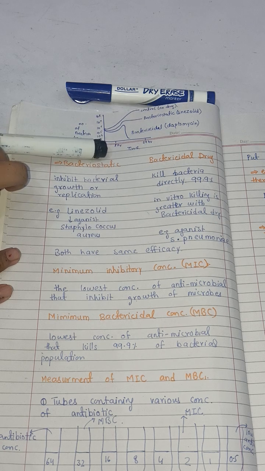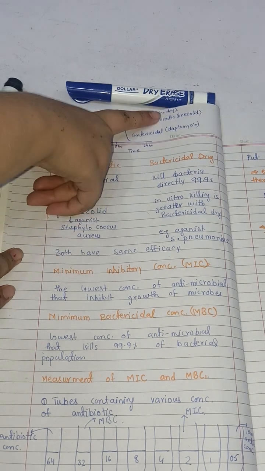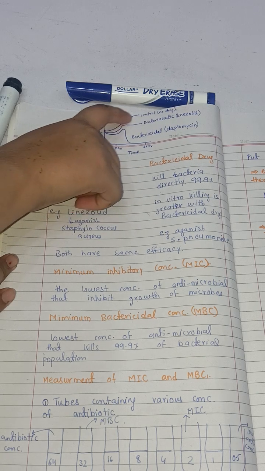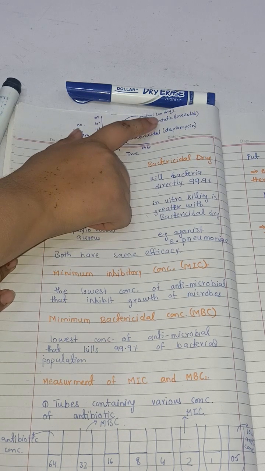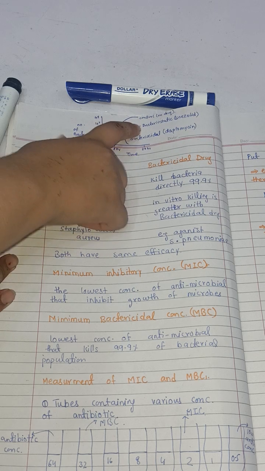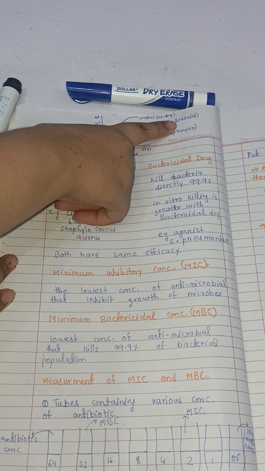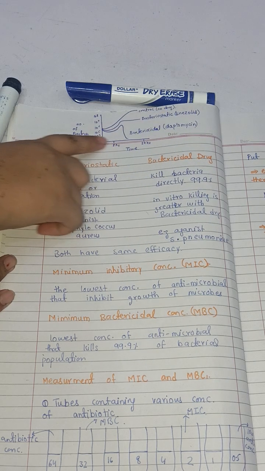Here the time is given, 8 hours or 24 hours. Then we have seen that when we give no drug, the control curve comes here. When we give a bacteriostatic, the growth of bacteria decreases, then it becomes a straight line because it decreases their growth. Linezolid is a bacteriostatic drug.